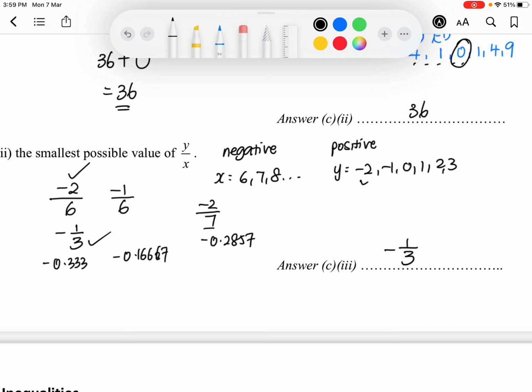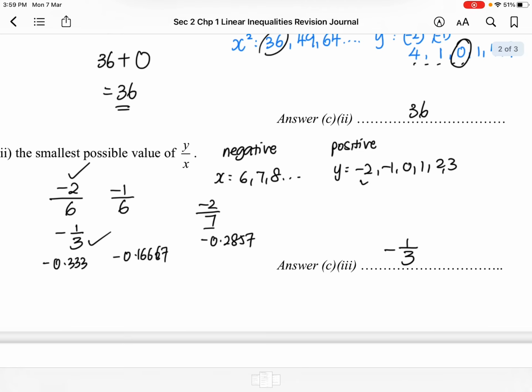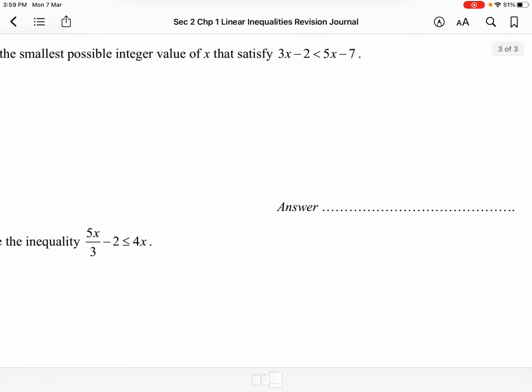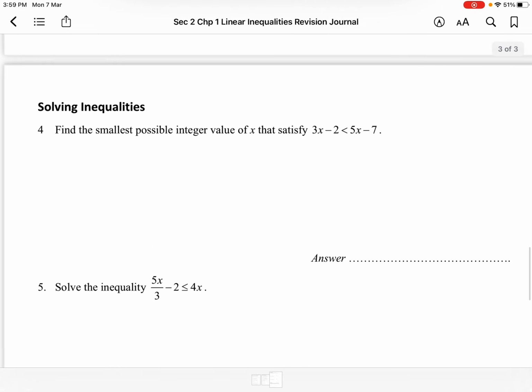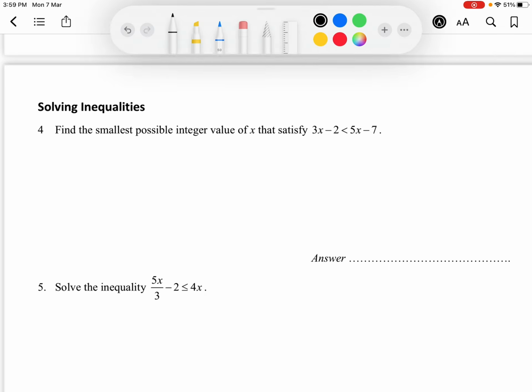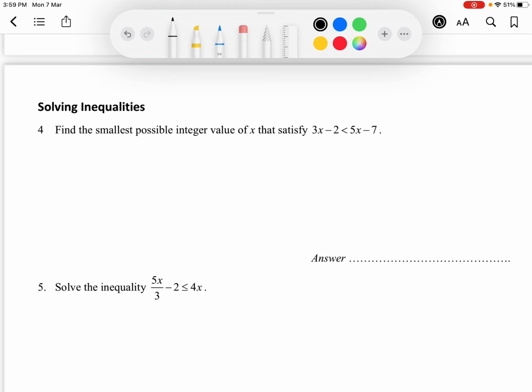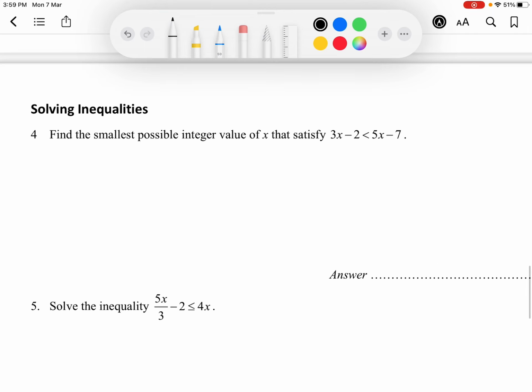Okay, let's move on to the next part of our work. Last page. Now solving inequalities. At first we'll deal with our fractions a little bit later, but let's deal with basic inequalities first. For example, if I start with 3x minus 2 less than 5x minus 7. First, we'll group all the x over to one side.